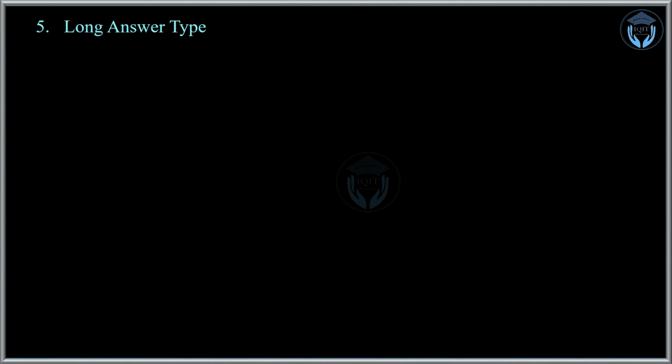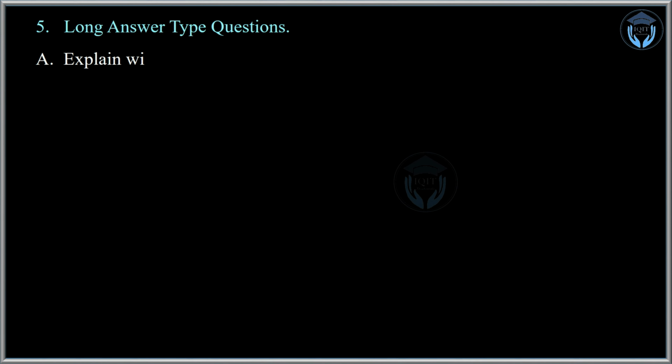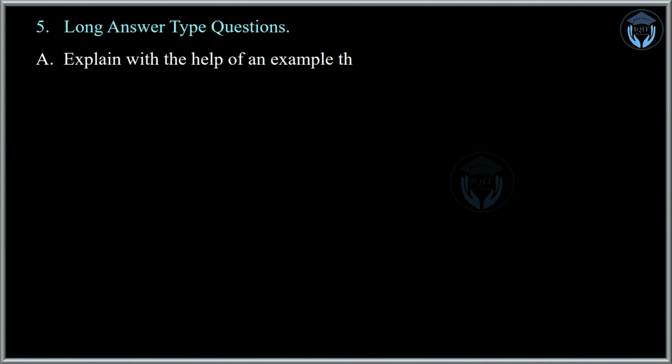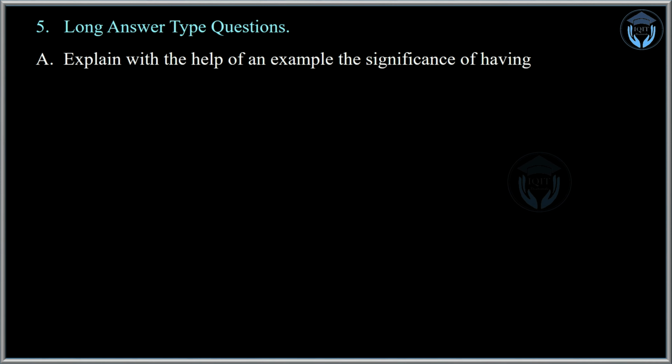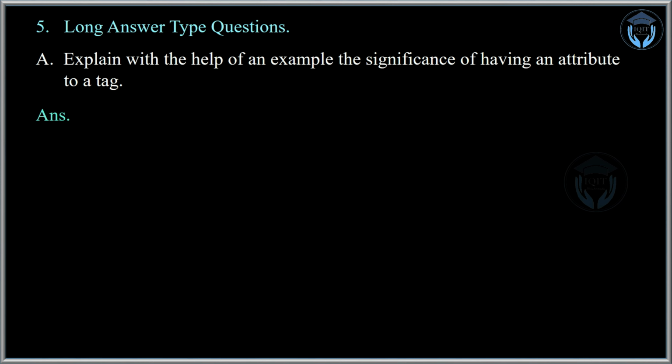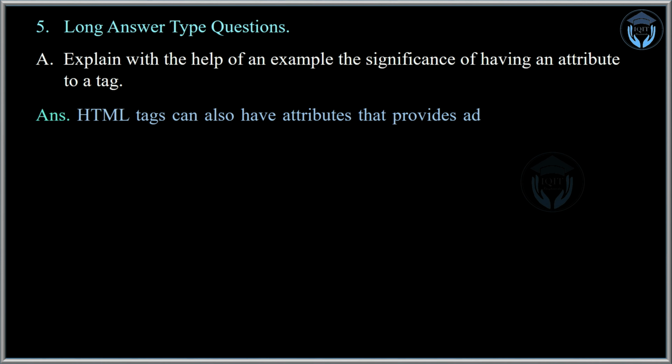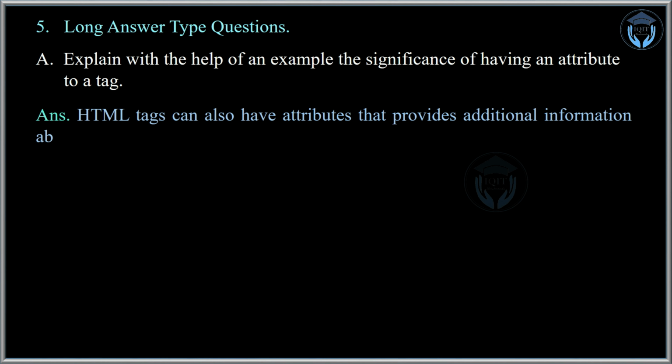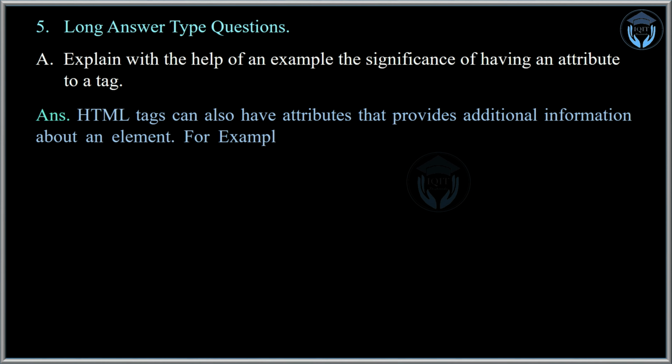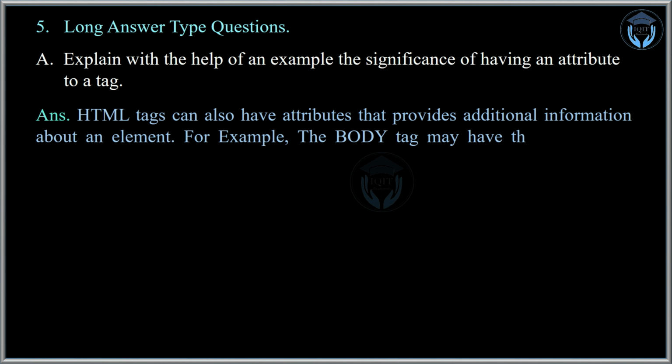5. Long answer type questions. A. Explain with the help of an example the significance of having an attribute to a tag. Answer. HTML tags can also have attributes that provide additional information about an element. For example, the body tag may have the BG color attribute.